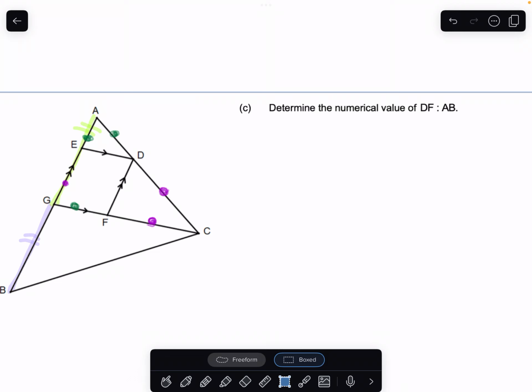Okay, so we now know that the pinkies to the purplies to the greenies is equal to 2 to 1, which we were given in the previous part of the question. Okay, cool. Determine the numerical value of DF to AB.